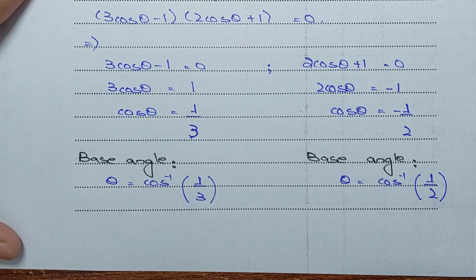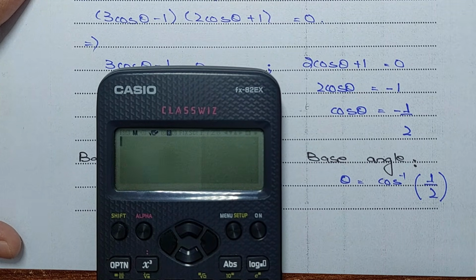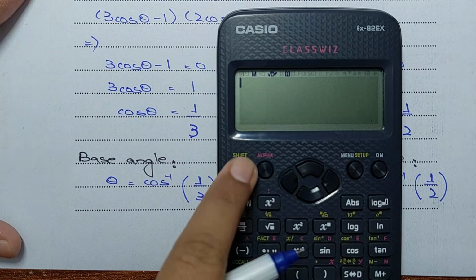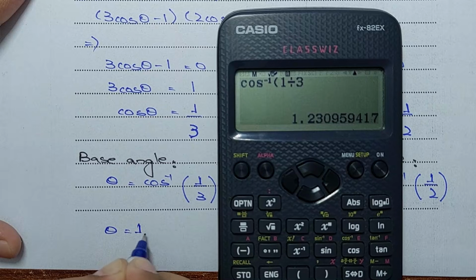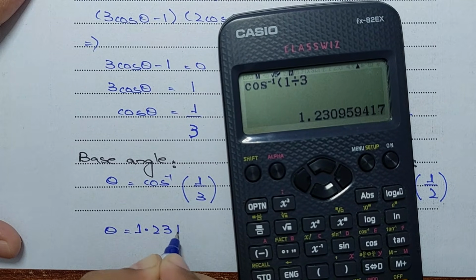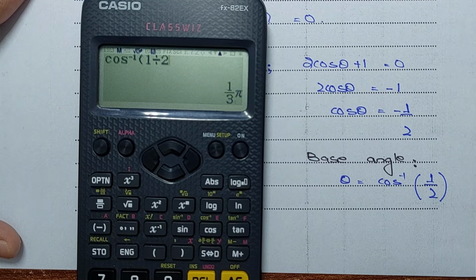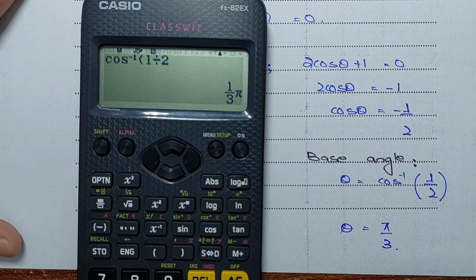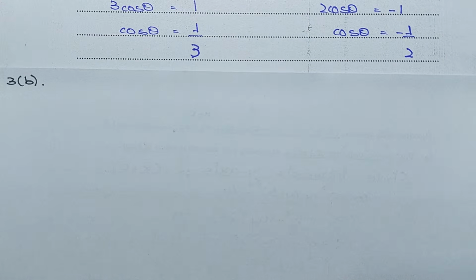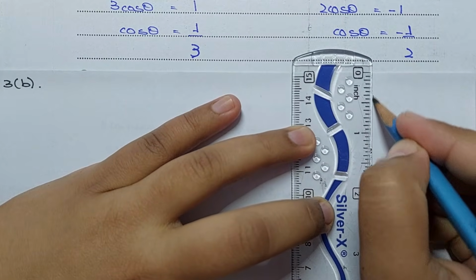Now your calculator should be in radians. This is in degree mode. Let me convert it into radians, right? Now we need to figure out what is cos inverse 1 over 3, which is theta equal to 1.231 radians. And here cos inverse of 1 by 2 is pi by 3. Theta is pi by 3. Okay. Now let me draw the coordinate diagram and see where the cosine is positive and where it is negative.